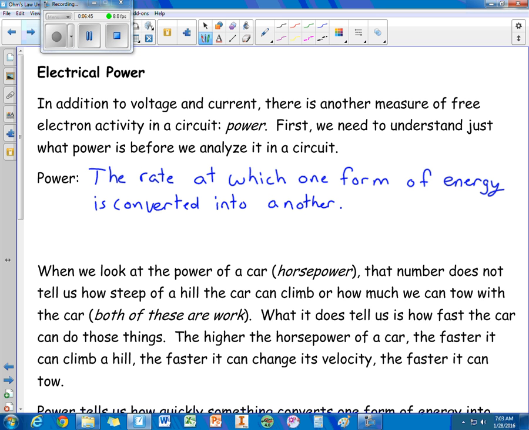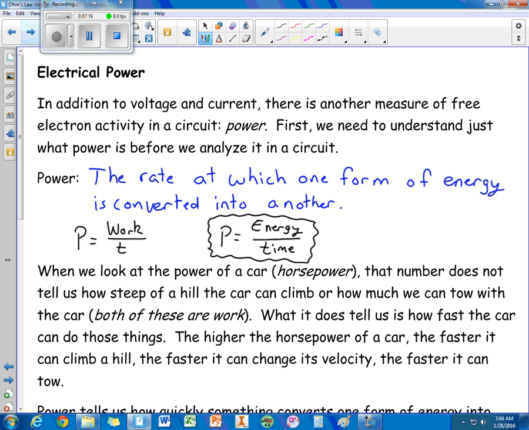In previous lessons, what I showed you was that power equals work over time. So another way of looking at it then is power equals energy divided by time. And this is really how I want you to think about power. It's energy over time.